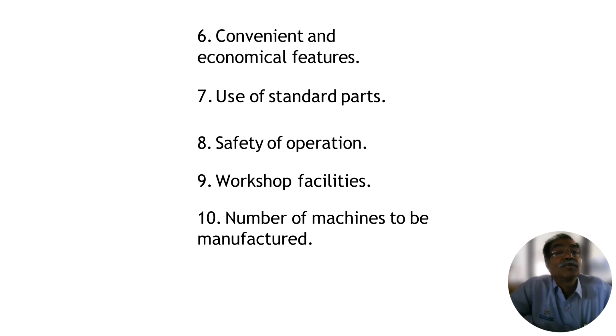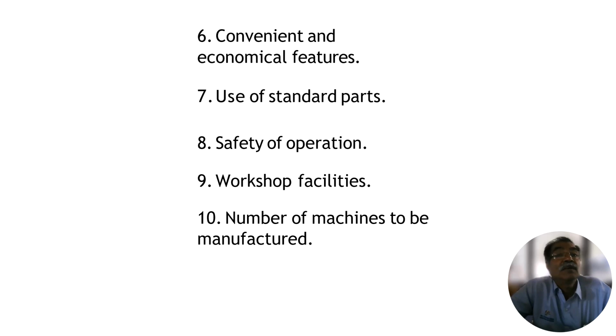Next one is the convenience and economical features. In designing, the operating features of the machine should be carefully studied. Starting, controlling, and stopping levers should be located on the basis of convenient handling. Next one is use of standard parts. The use of standard parts is related to cost because the cost of standard or stock parts is only a fraction of the cost of similar parts.